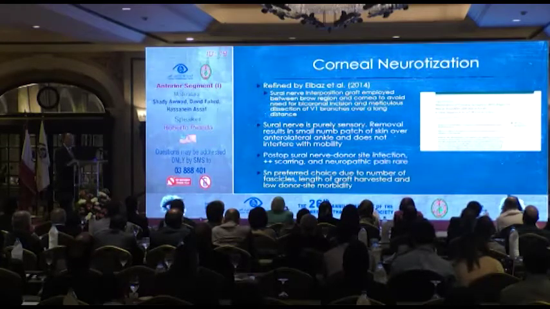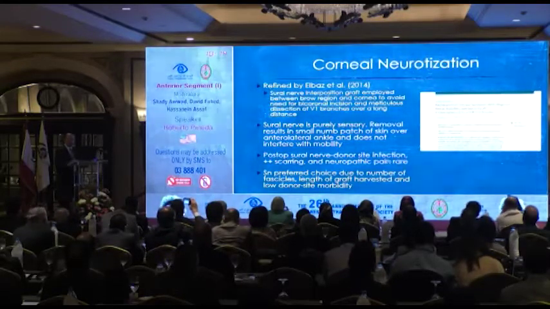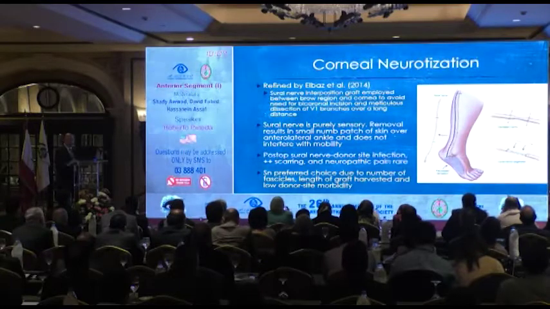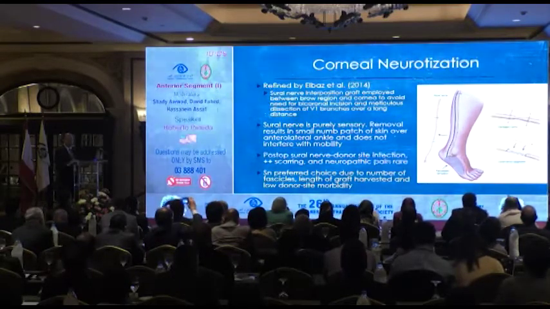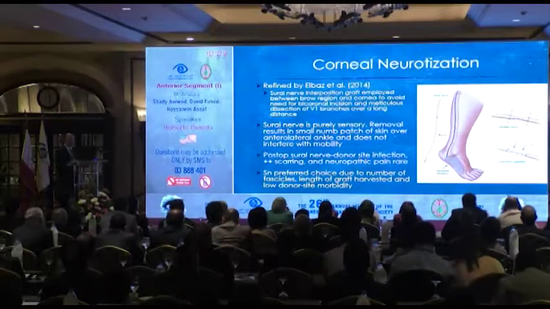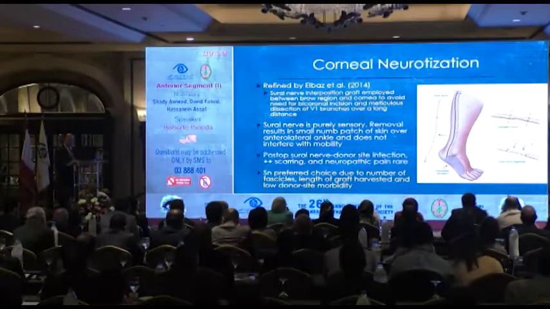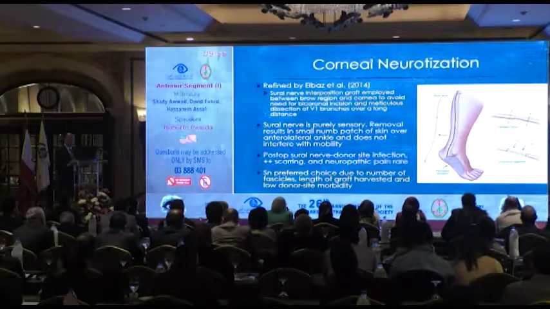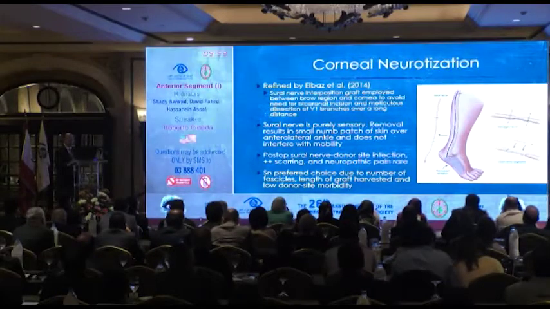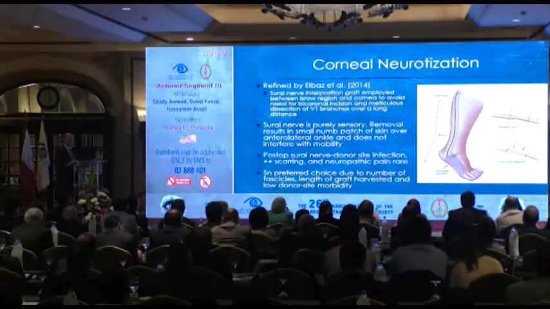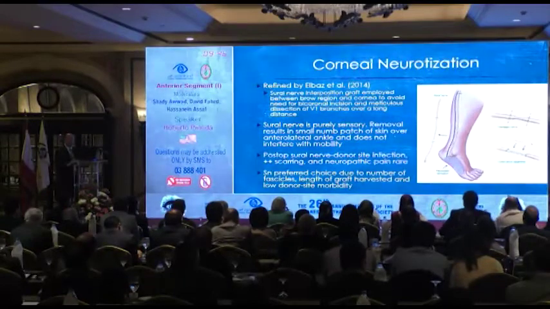And the meticulous dissection that was required along the nerve. So the sural nerve, we have to go back to our medical school training. It's basically a purely sensory nerve. It's located on the leg, and removal of the sensory nerve creates a small area of numbness over the anterolateral ankle and really doesn't interfere with mobility at all. Plus, complications such as donor site infection, scarring, and neuropathic pain are very rare. So it's actually a preferred choice for harvesting in a number of different specialties because of the number of fascicles and the low donor site morbidity.